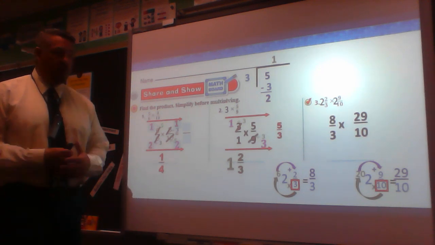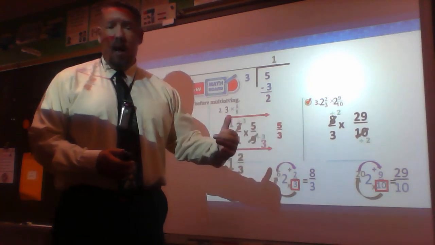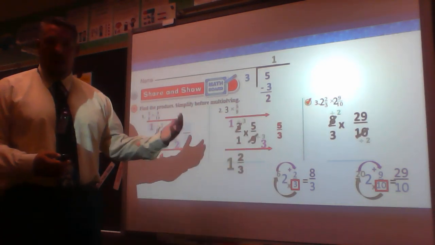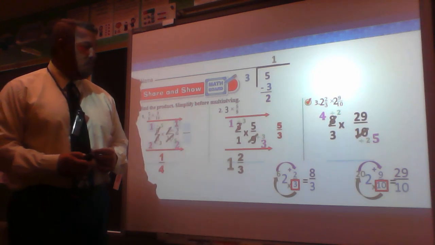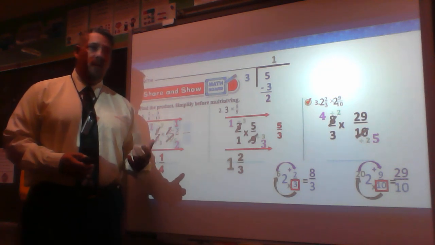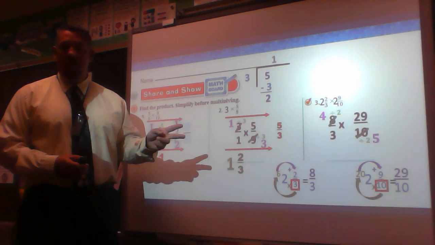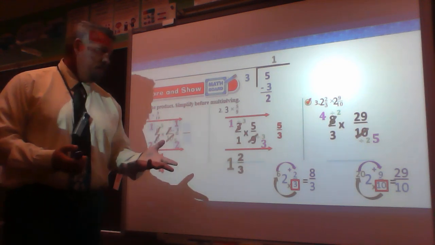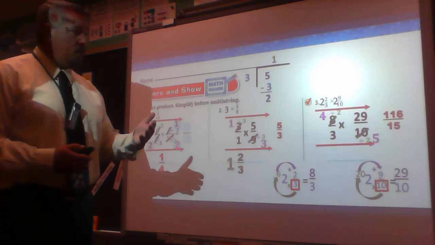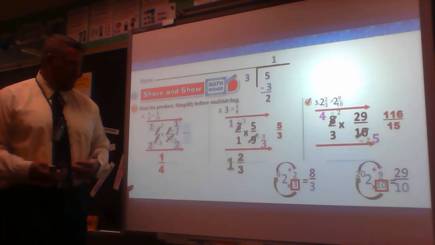Is there anything to cross-reduce? Well, there is one set. I have my evens of 8 and 10. 2 will go into both of them, so I cross-reduce those. 2 goes into 8 4 times, and 2 goes into 10 5 times. And anything else? Well, does 3 go into 29 evenly? If I add 9 and 2, 9, 10, 11, it doesn't, does it? Because 3 doesn't go into 11 evenly. So I'm going to multiply across to get my answers. 4 times 29 is 116, and 3 times 5 is 15.